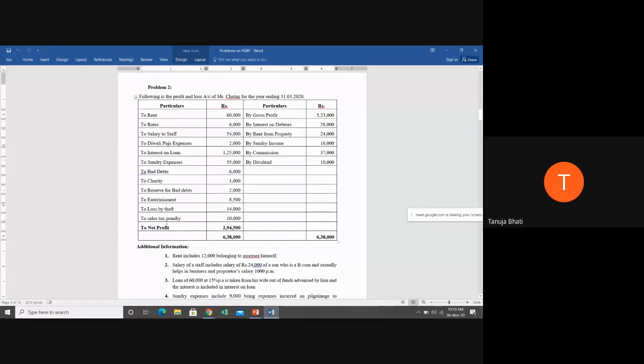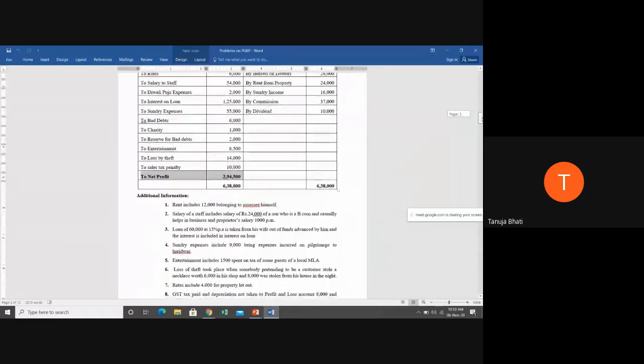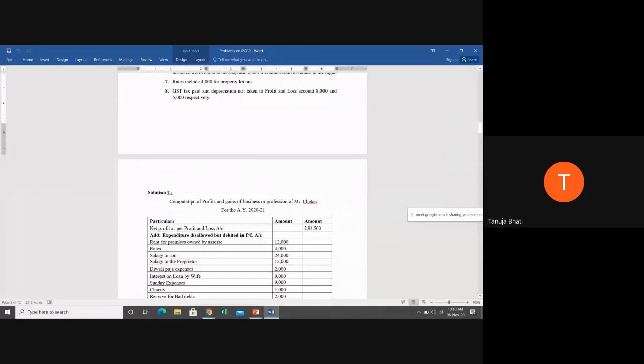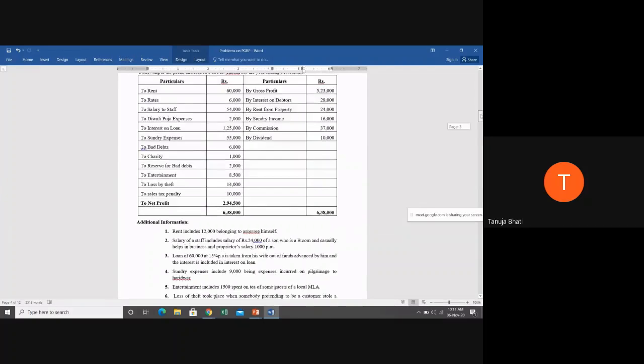So first when we solve the problem, what are we supposed to take? We are supposed to take the net profit as per the P&L account. So simultaneously we will solve the solution also. So our answer begins with computation of profits and gains of business or profession of Mr. Chetan for the assessment year 2020-2021. So we always start the problem by taking the net profit as per P&L account, directly taking it from the question given, that is 2 lakh 94,500. So we have taken this from the question itself.